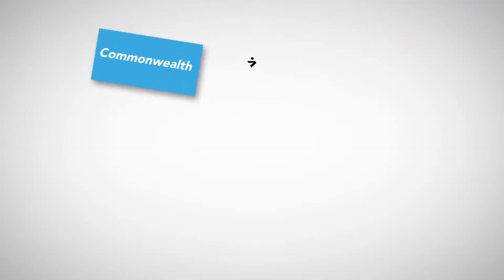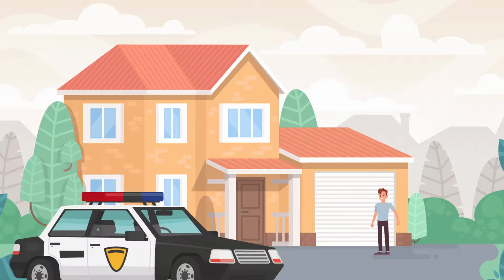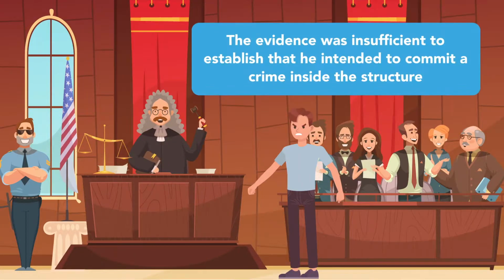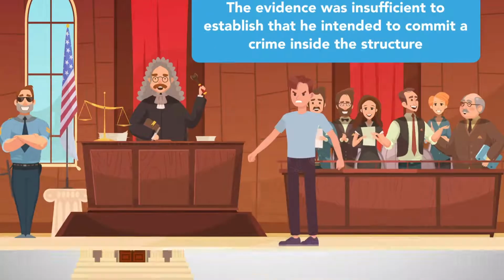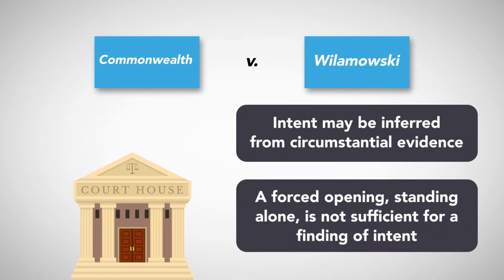For example, in Commonwealth v. Wilimowski, the defendant kicked in a garage door, but the crime was stopped before anything was stolen. The defendant argued that the evidence was insufficient to establish that he intended to commit a crime inside the structure. The court reasoned that intent may be inferred from circumstantial evidence, but a forced opening standing alone is not sufficient for a finding of intent.